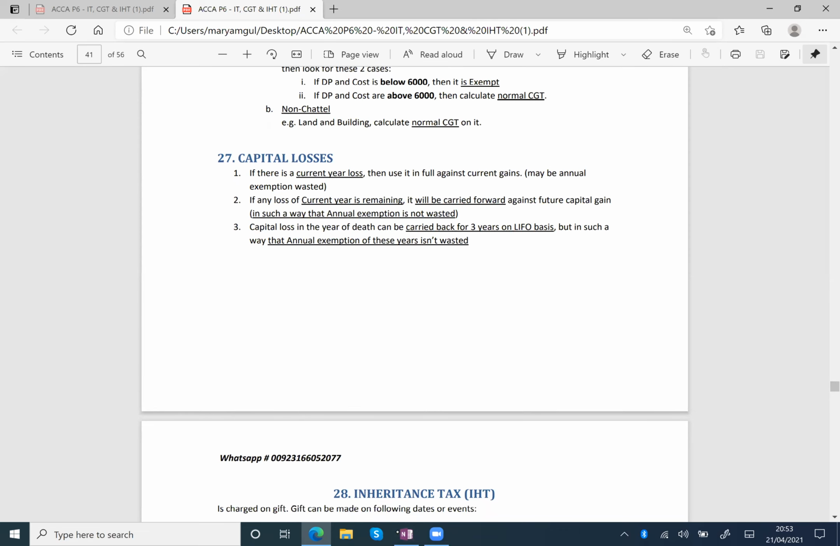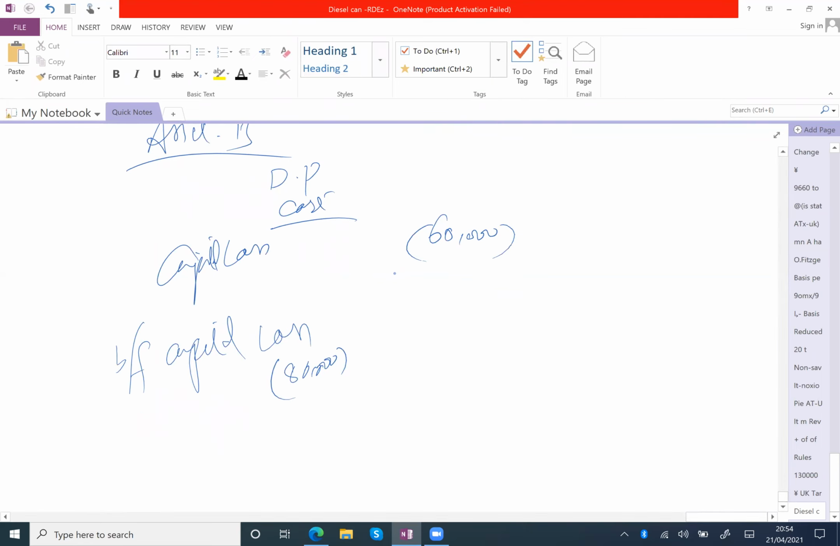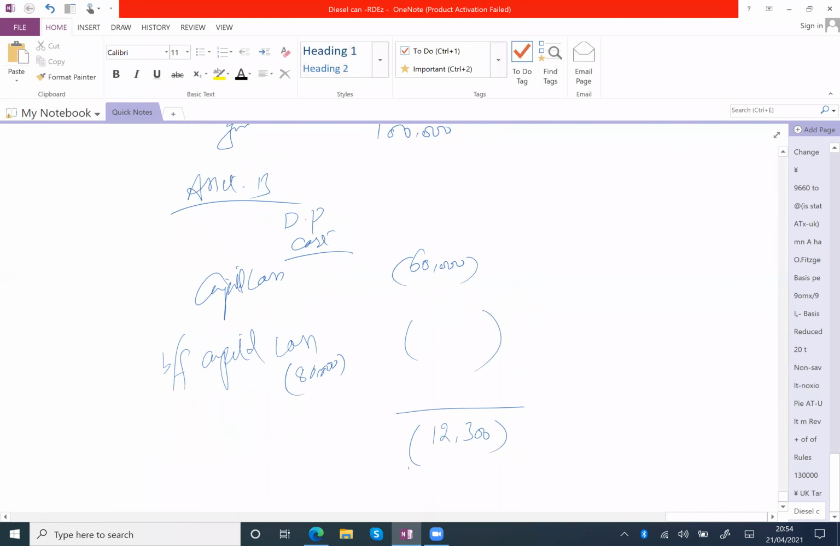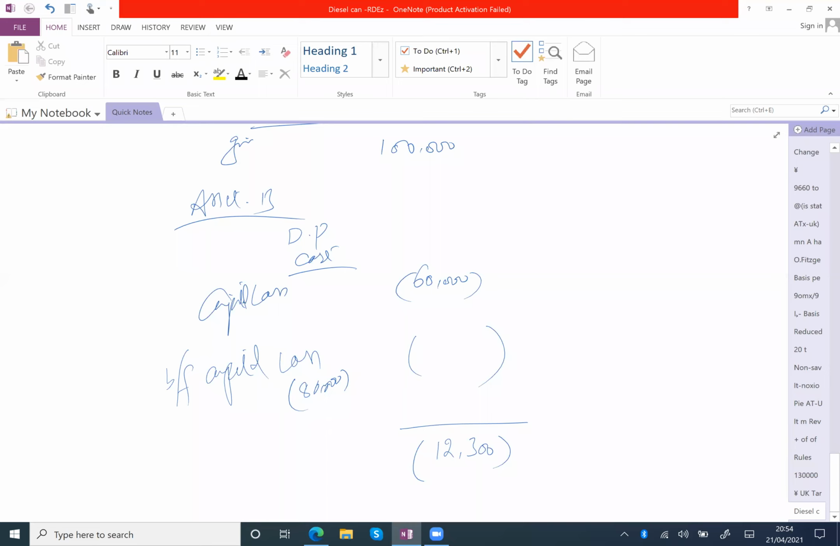For example, here in this example, you have a brought forward capital loss from previous years, for example 80,000 pounds. My question is, how much of the loss this year do I have to set off so that my annual exemption of 12,300 remains and is not wasted? So tell me the answer. How much can I set off today, so my 12,300 remains?